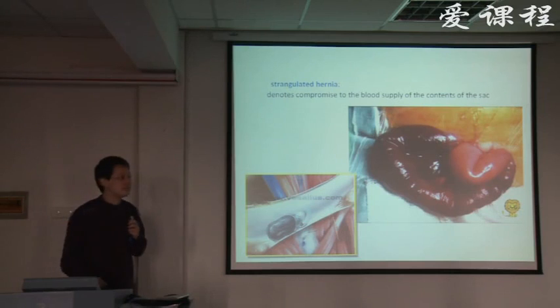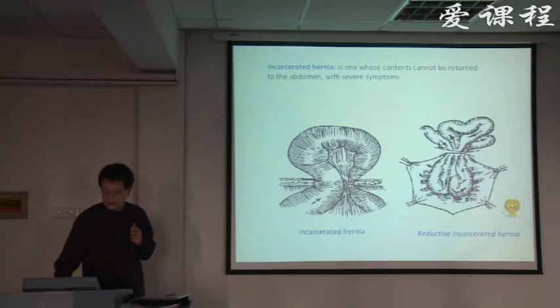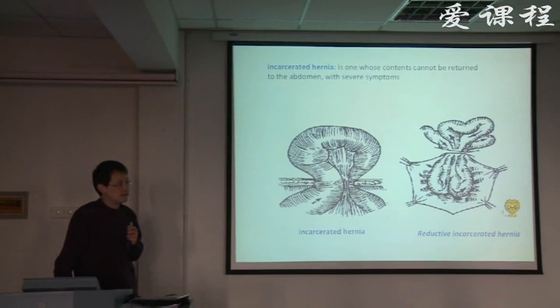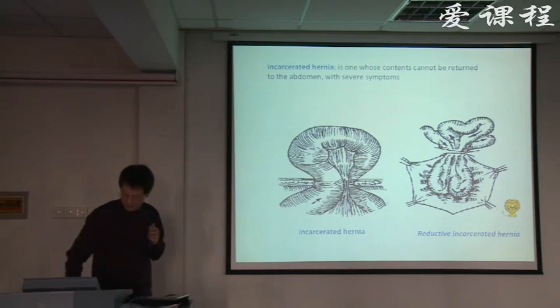So now, can we go back to the previous slide? Go back. So can we say that the reductive incarcerated hernia is a type of strangulated hernia? Yes, right. And any hernia with necrosis must be strangulated.